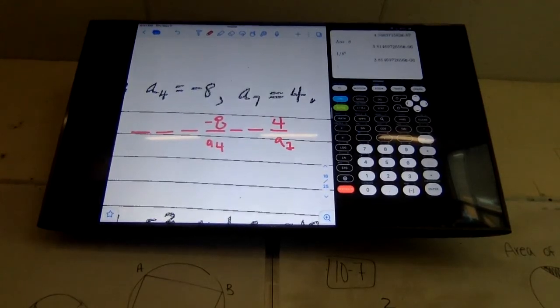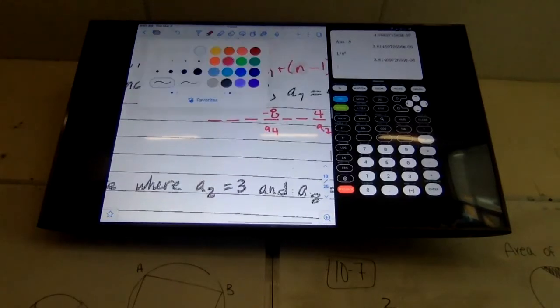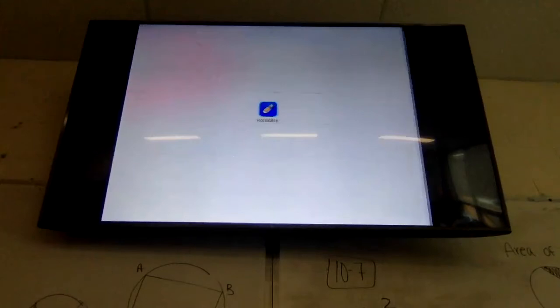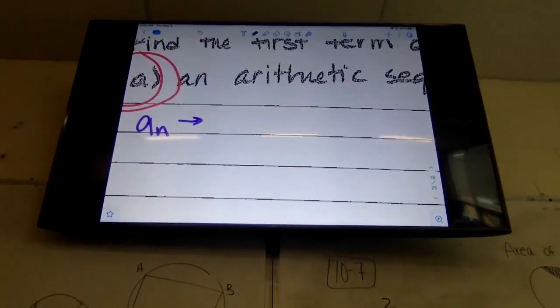Okay? We remember our formula for our arithmetic sequence is a sub n equals a sub 1 plus n minus 1 times d. This time I have a sub n and I have n, but I don't have a sub 1 and I don't have d. Okay, so let's set up 2 equations. My first equation is for my a sub 4. I'm going to just do it over here just so I've got space. A sub 4. What did we say a sub 4 was? What is that number?